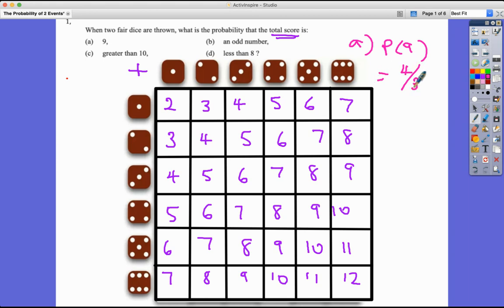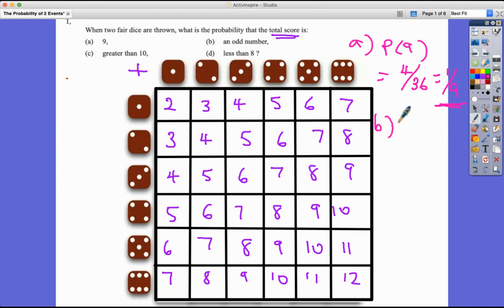So 36. And what's the highest common factor of 4 and 36? It's 4, isn't it? So how many 4s in 4? 1. How many 4s in 36? 9. There we go, 1/9. Simplify it right down to its lowest terms.